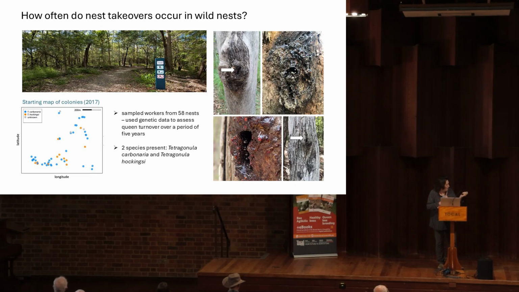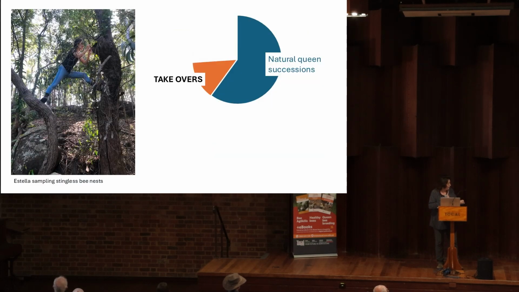And this is kind of like a map of what we saw in the forest to start with, and because in this part of Queensland there are 2 species, Tetragonula carbonaria and Hawkingsi, that's why you can see 2 coloured dots there. And this is just a very brief summary of what we found, but basically at most of the colonies, so the majority, yes, there was a natural queen succession, okay? So daughter inheriting the nest from her mother, exactly, that's what we would expect.